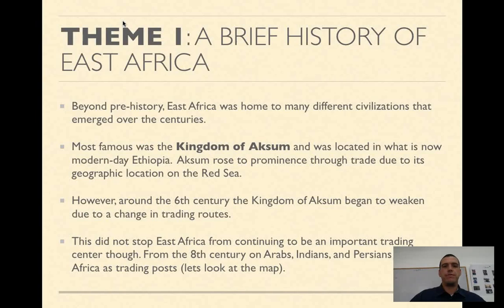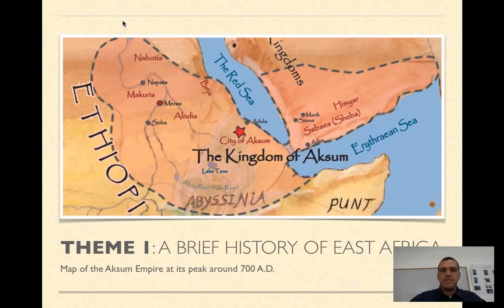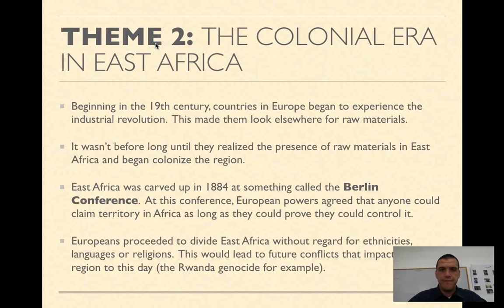Anyways, back to the PowerPoint. And here's an actual depiction of the Aksumite Empire at its peak around 700 AD. And as you can see, they even spanned into the Arabian Peninsula, so what is now modern-day Yemen. It is believed that Aksum actually controlled this territory, because it's a stone's throw to Yemen there. So they controlled this area here. Okay, so that's the brief, early history of East Africa.